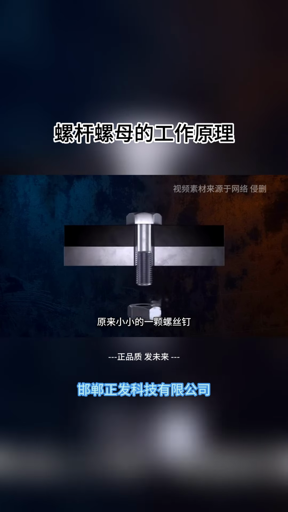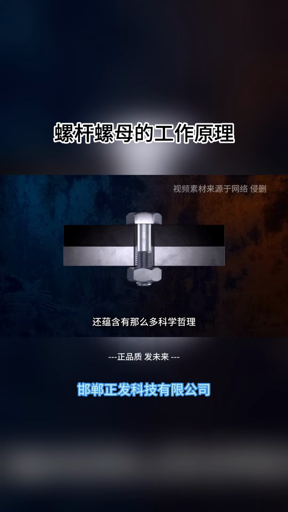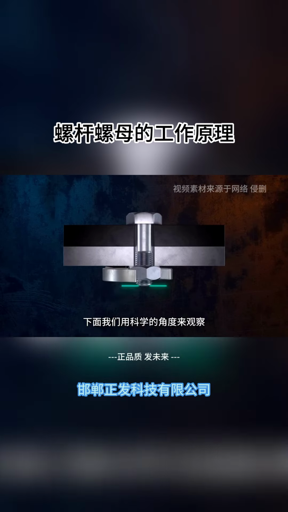It turned out to be a small screw. It also contains so many scientists. No wonder my screws keep moving. It turned out to be this reason. Let's observe it from a scientific perspective.